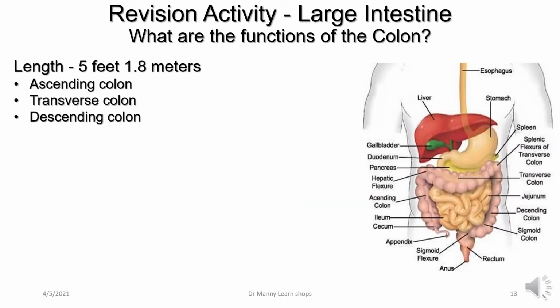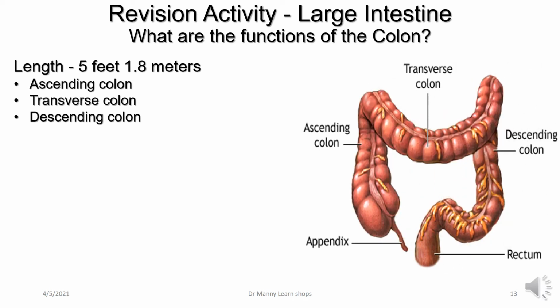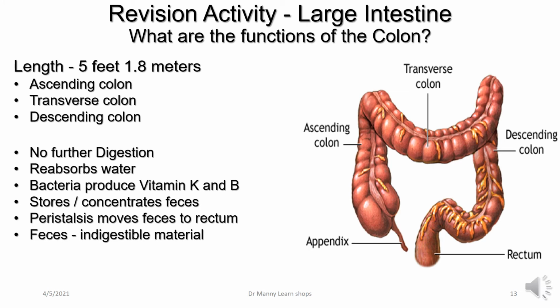Then you've got the large intestine. As I said, the large intestine is not as long as the small intestine. It's about 5 feet, 1.5 meters, something like that. It consists of the ascending colon, the transverse colon, and the descending colon. And it ends in the rectum. We'll be looking at the appendix later on. In the large colon, there's no further digestion. The primary function of the large colon is to eliminate fecal matter or unwanted waste material as a process of digestion.